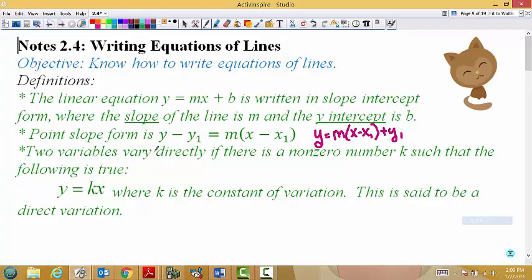It says two variables vary directly if there's a non-zero number k such that the following is true: y equals kx, where k is the constant of variation. That is direct variation.